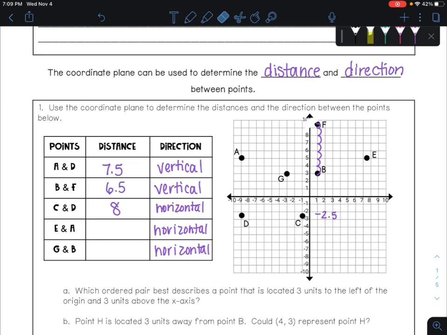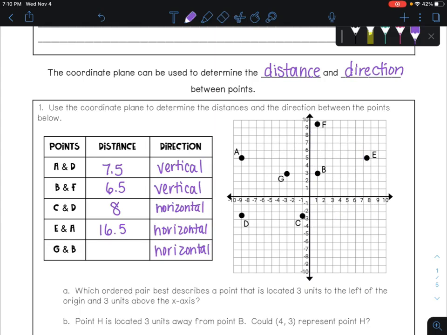Okay, let's try our original method again and see how it works for E and A. So how far is A from the axis, from the 0? Well, it's at -9, so that means this is a space of 9. E is on 7.5, so how far is 7.5 from 0? Well, it's 7.5 away. So 9 and 7.5 together would be 16.5. Okay, and then the last one, let's see what we've got.